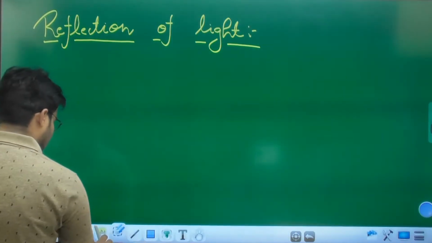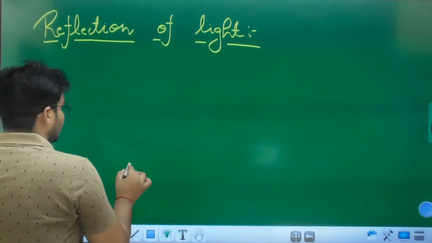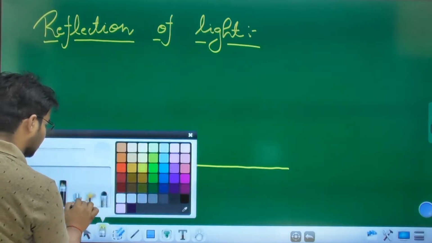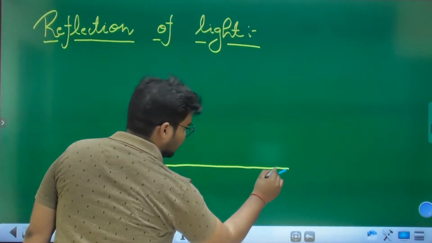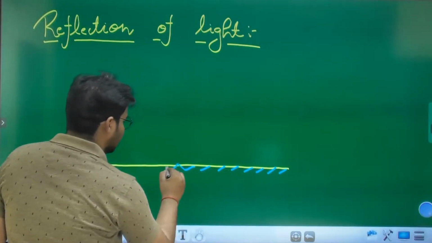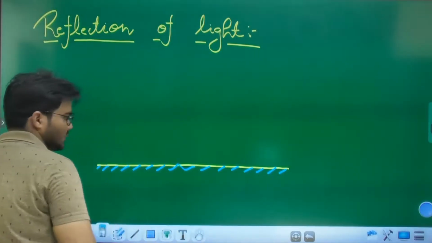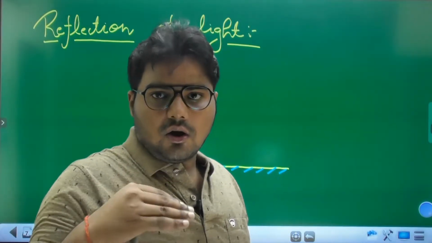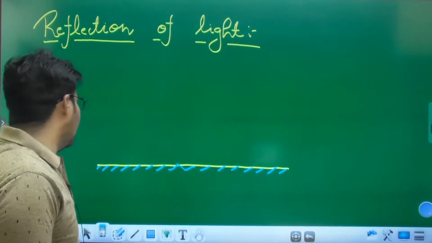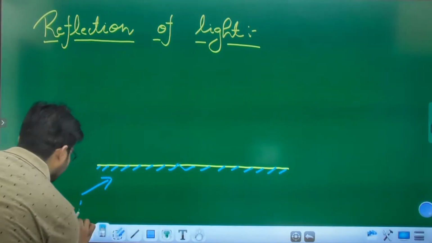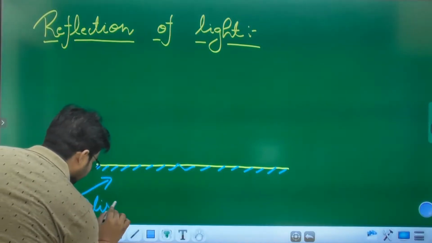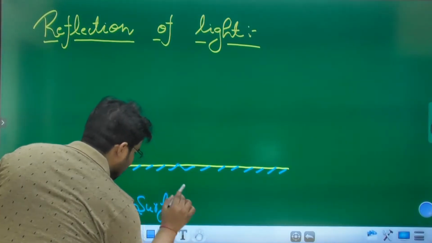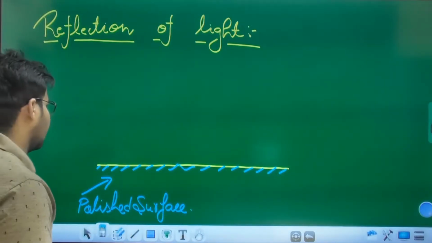Clear? Okay, suppose we have a surface, that one is a reflecting surface, and that surface is a polished surface. If the surface is not polished, the reflection does not occur properly. So we have a smooth surface, or as we see here, a polished surface. Clear? This one is a polished surface.